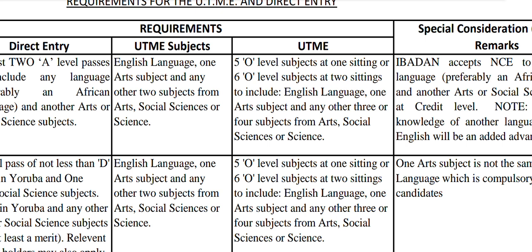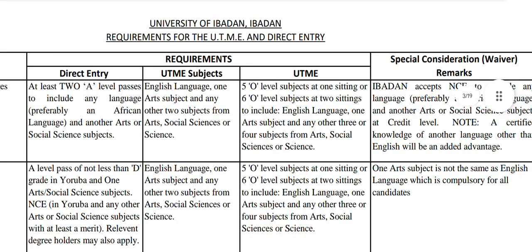Now for the O-level aspect of it, it shows that this course allows the use of combined results. So you can use five O-level subjects or you can use six O-level subjects. If you are using five, that means you are using a single sitting. If you are using six, that means you are using two sittings. So your O-level results should include English language, one art subject as has been stated under JAMB combination, and any other three or four. If you are choosing any other three, that means you are using five O level, which is one sitting. If you are choosing any other four, that means you are using combined results. I hope that is very clear.